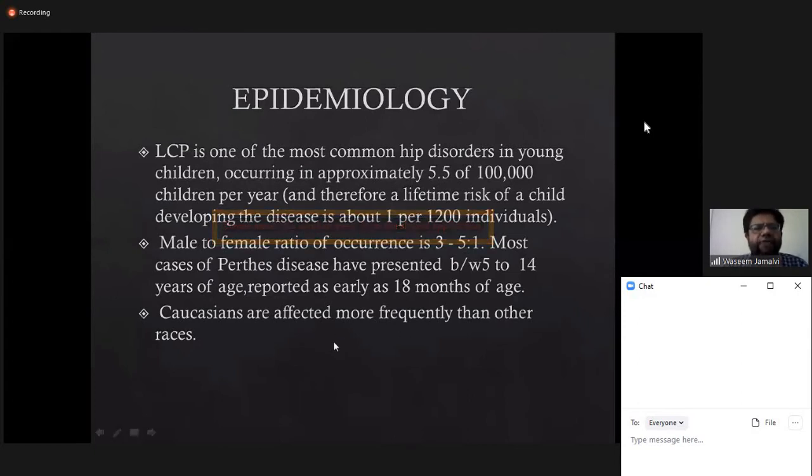Legg-Calvé-Perthes disease is the most common hip disorder in younger children, at 5.5 per 100,000 children per year. And if it is not properly treated or not properly investigated in an early phase, maybe there is a lifetime problem. The male to female ratio is high; it is more common in the male as compared to the female, and usually it occurs between the age of 5 to 14 years, but it can be presented as early as 1.5 years of age.